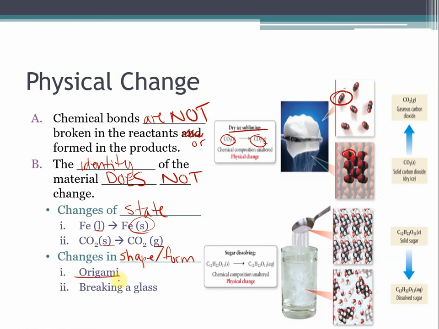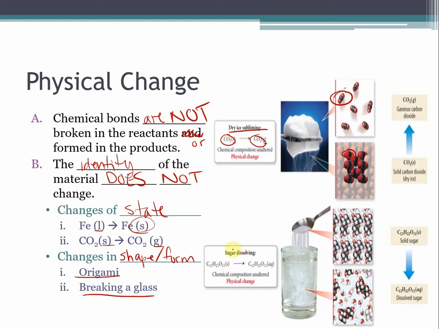So origami, right? You take some paper and you fold it into a different shape. It's still paper, you just folded it. It looks different, but it's still the same stuff. Or breaking a glass. You take a glass, you drop it on the floor, it breaks into a million pieces, but each of those pieces is still made of the same stuff as the original glass. You didn't change its identity, you just changed what it looks like.